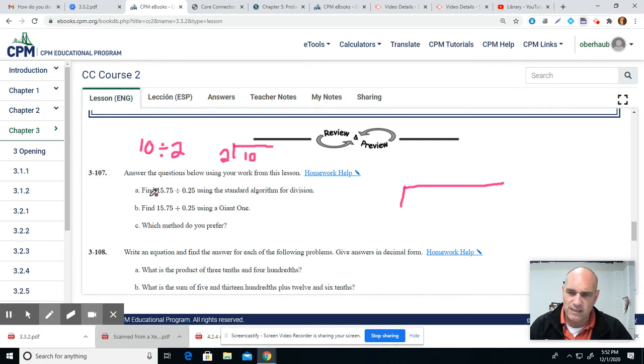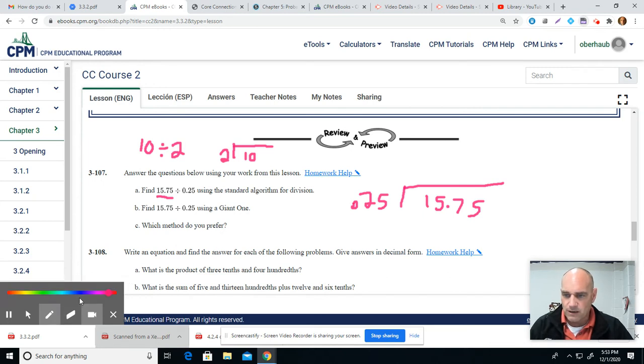So the first number goes in the box. So this goes inside. 15.75 goes inside because my first number goes inside and my second number goes outside, 0.25. All right. Also, when we read division problems, we start inside the box, 15.75 divided by 0.25. And that's kind of the same thing here.